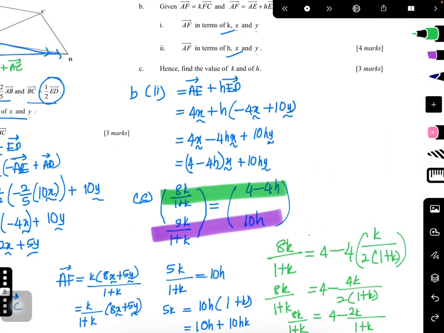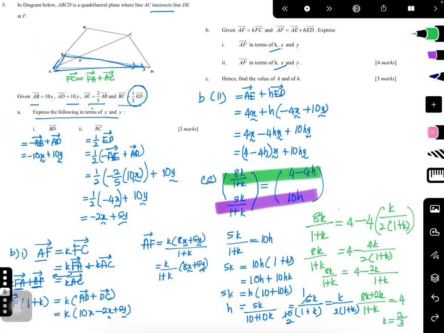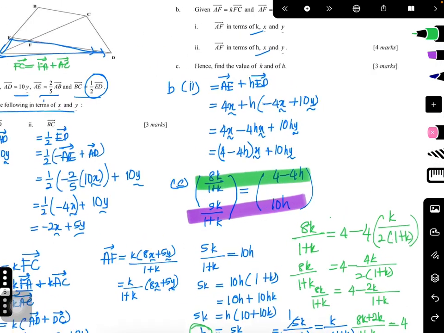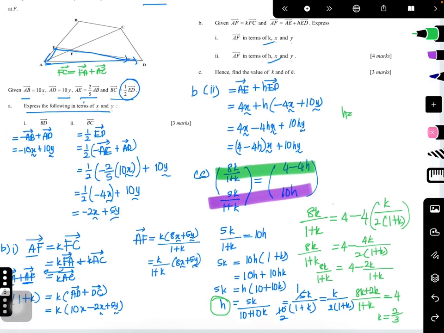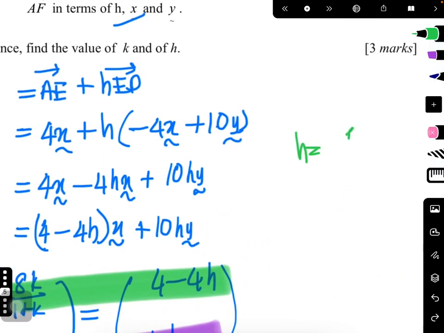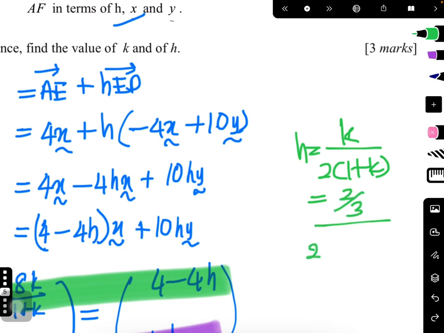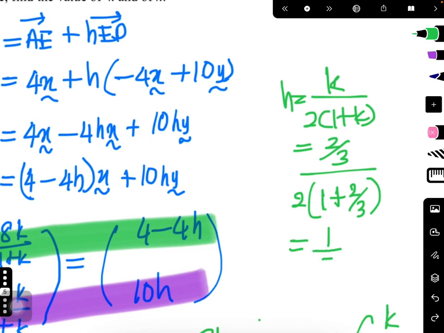So when we get k, we can just insert the value where we need to have h. So h equal to, what is h? h is k over 2 times 1 plus k. We get that k is 2 over 3, over 2 multiplied by 1 plus 2 over 3. So we get that h is 1 over 5.